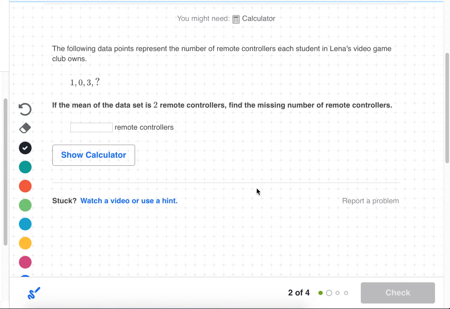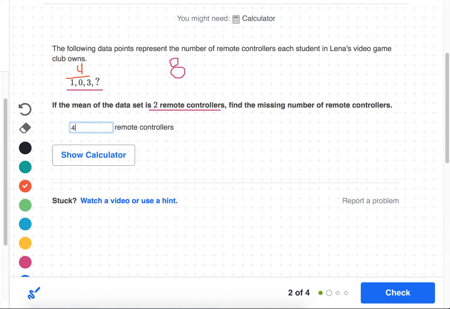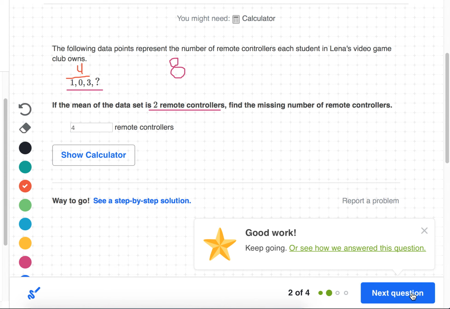The following data points represent the number of remote controllers each student in Lena's video game club owns: 1, 0, 3, blank. If the mean of the data set is 2, find the missing number of remote controllers. All right, here I'm going to use the target method. So the mean is 2, and there's 4 students. 4 times 2 is 8. So they must add to 8 to have a mean of 2. 8 divided by 4 is 2. And so far, these 3 add to 4 remote controllers. So that last student must own 4 remote controllers.